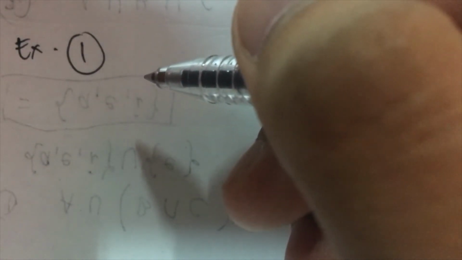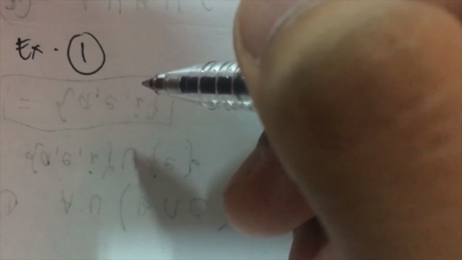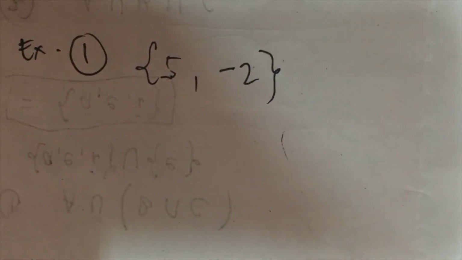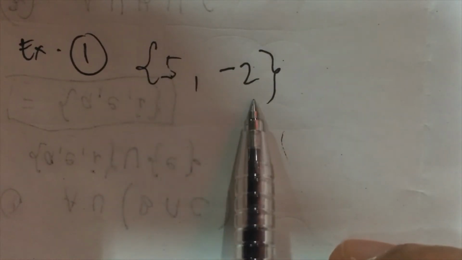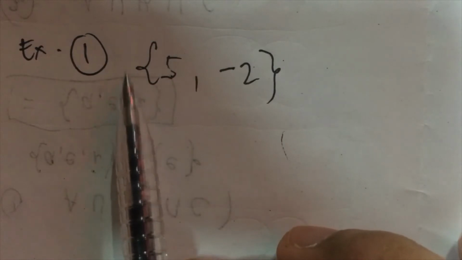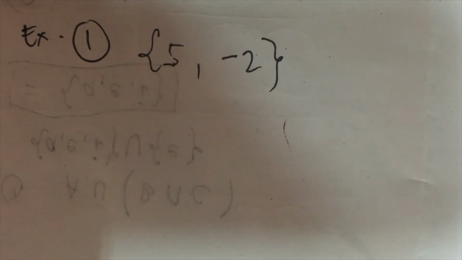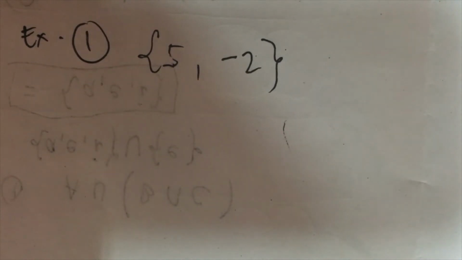Example, if you are asked to find the quadratic equation given the roots 5 and negative 2. So these are the roots. The values of x are 5 and negative 2. How are we going to determine what would be the equation? Okay, so we will use the sum and product of the roots concept.